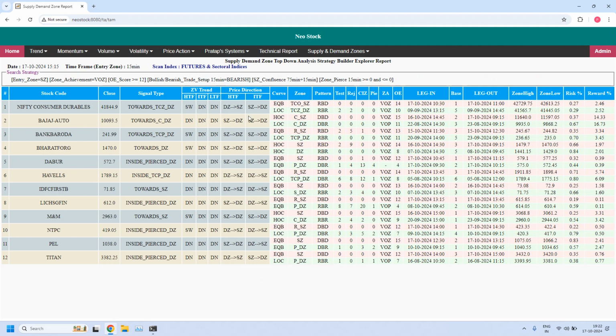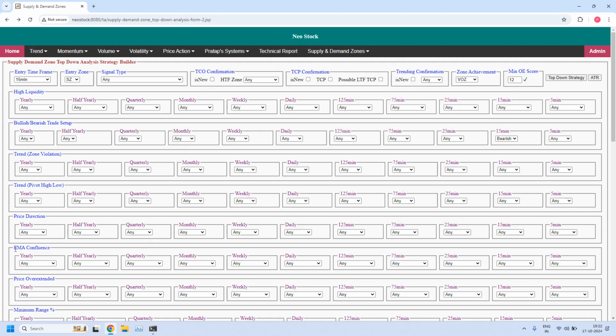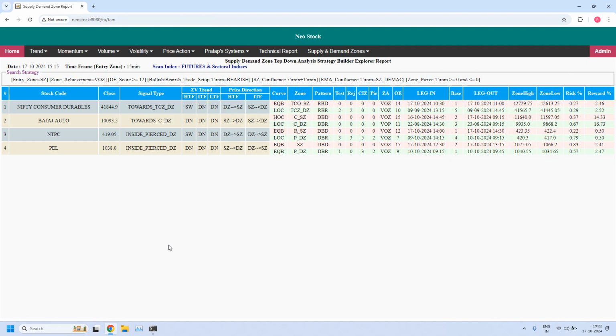Because 15 minutes trend is a downtrend, let's verify any of these 15 minutes supply zones are having daily EMA confluence. So in the EMA confluence at 15 minutes time frame, 15 minutes supply zone with daily EMA confluence filter I enabled. These 4 stocks are filtered. They are high probability setup stocks.